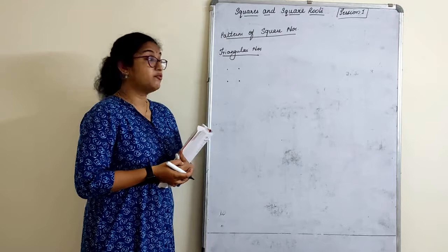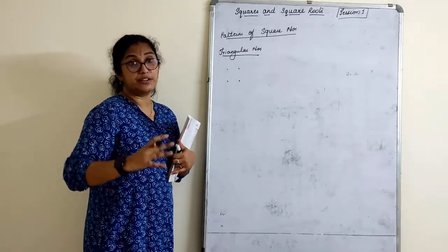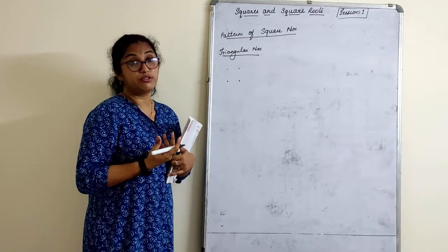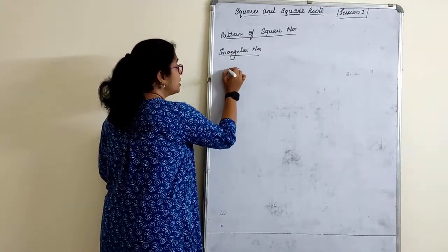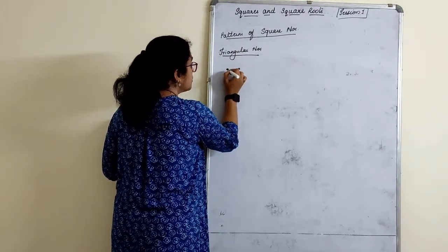So always when we have to draw a pattern for triangular numbers, we have to have a set of square kind of numbers only. From that we have to draw a triangle. So let me draw a triangle from these numbers. Let me draw these numbers a bit big. Okay.